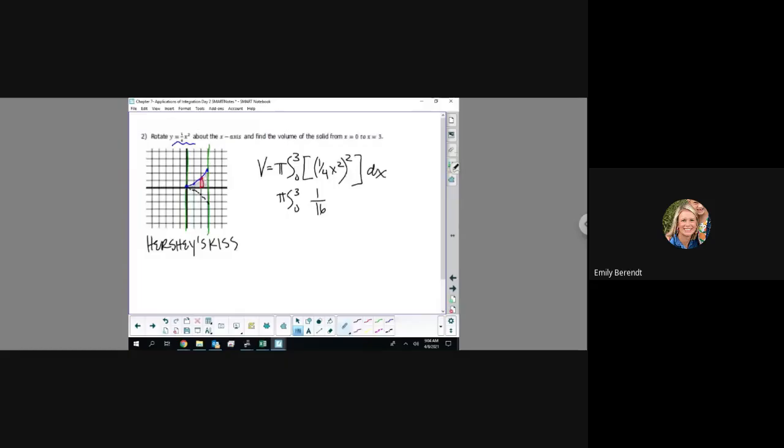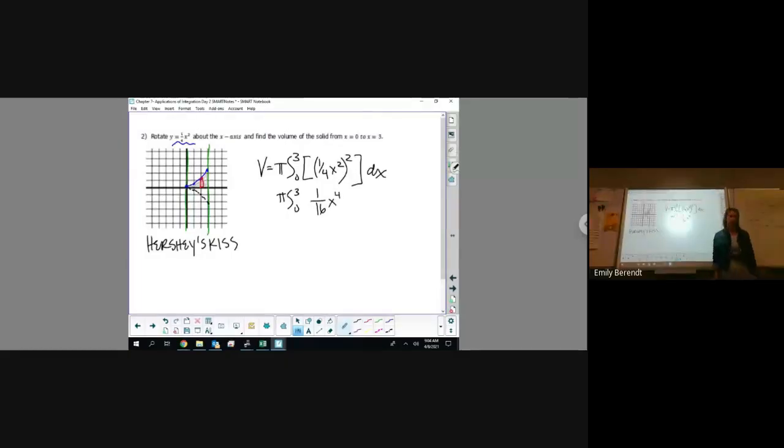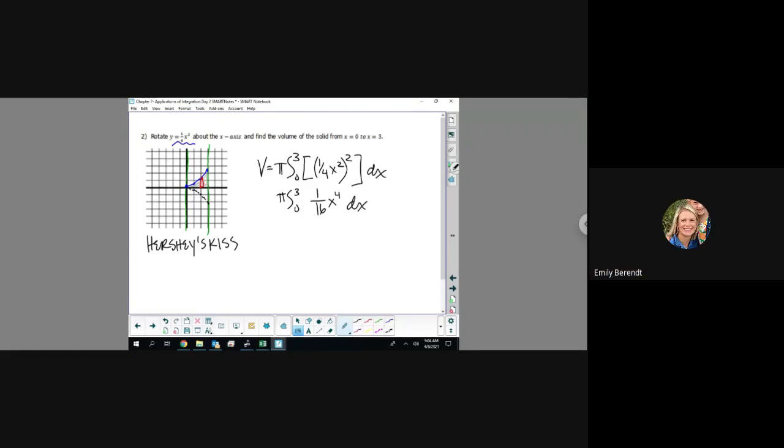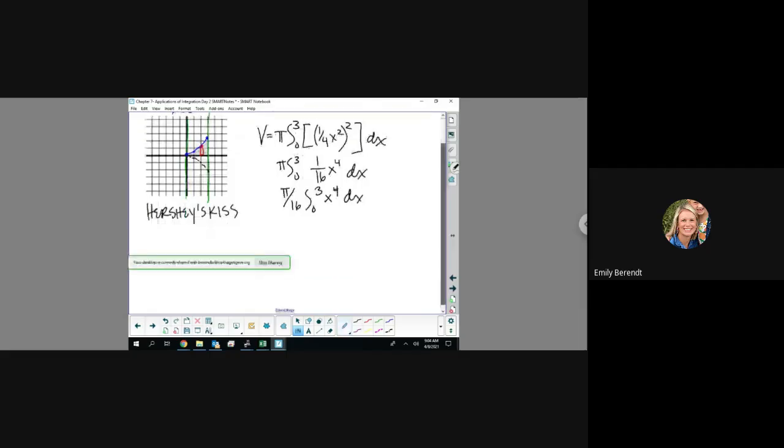All right, so we have to square the 1/4 x squared. If you square a fourth, 1/4 times 1/4 is 1/16. And then x squared squared is x to the 4th, power of a power. And then dx. So what can we do with the 1/16? Move it to the front. So you've got pi over 16 times the integral from 0 to 3 of x to the 4th dx. And there's no u substitution needed. You're just ready to power rule it.